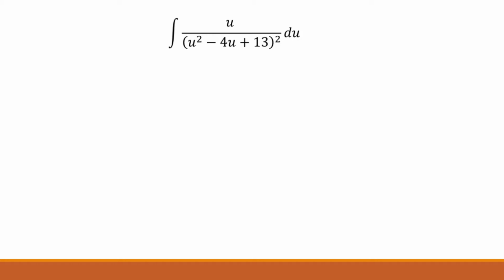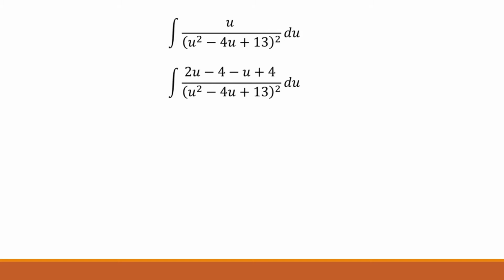In a perfect situation, if I take the derivative of u squared minus 4u plus 13, I would get 2u minus 4, which would be the same as the numerator. But I don't have that in this case. So my goal here is, can I make u into 2u minus 4? So we're going to actually do that. If I have 2u minus 4, I need to subtract u and add 4. Because now 2u minus u is just u, and the negative 4 plus 4 cancels out. So those two integrals are equivalent.